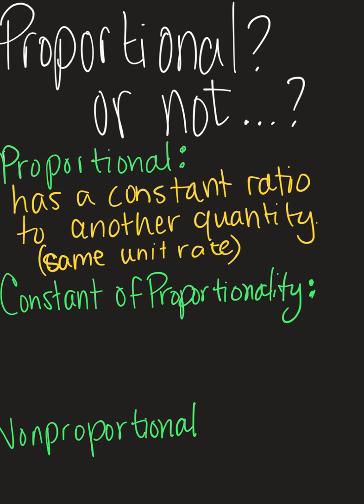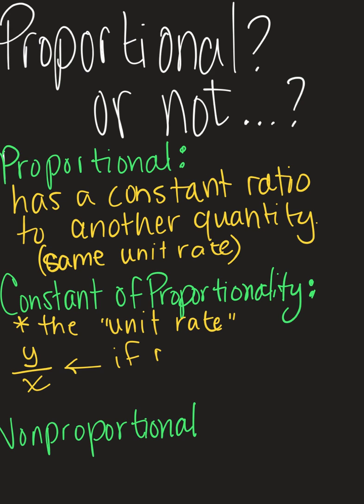Constant of proportionality is that unit rate. And you're going to find it by putting the y value over the x value. This is true if the relationship is proportional. We're just going to put y over x.